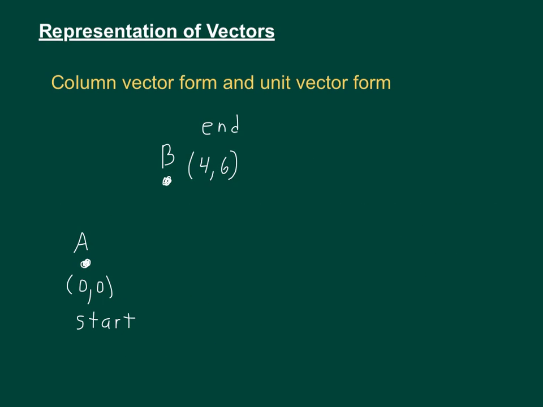Alright, we're now going to look at how we represent vectors. So there's two different forms here that we're going to talk about. One is called column vector form and the other is called unit vector form. So to kick this off, let's suppose we have point A, which is at the origin, and suppose this is where we're starting our travel. And suppose we want to end up at point B, which is at the point 4, 6.